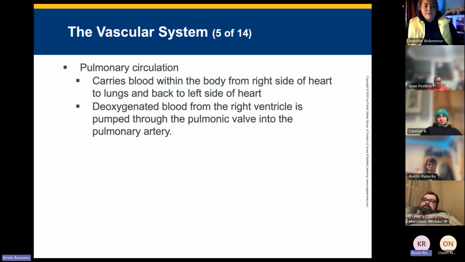The pulmonary circulation carries blood from the right side of the heart to the lungs and back to the left side of the heart. The blood is pumped from the right ventricle through the pulmonic valve into the pulmonary artery, where now we're picking up all the oxygenated blood going into the left atrium, into the left ventricle.